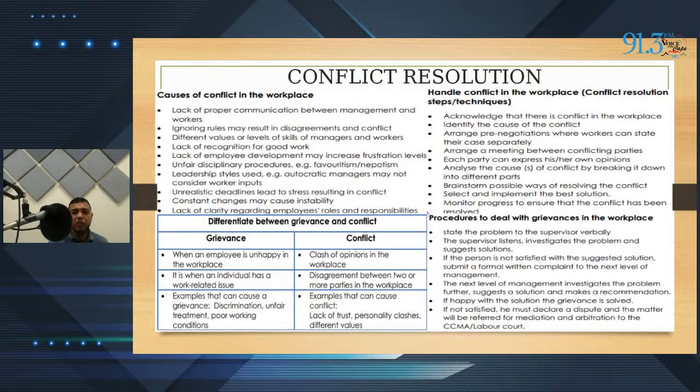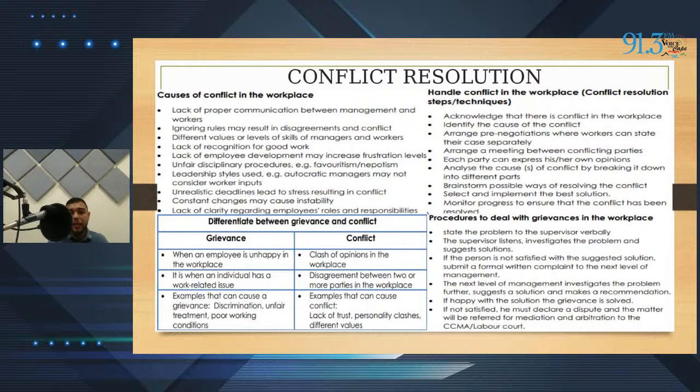We now move over to conflict. So, the causes of conflict in the workplace, there are so many. Just to name a few, it is a lack of proper communication, which is always one of them, even in our day to day lives with our parents, with our partners. It is always a problem, the lack of proper communication.